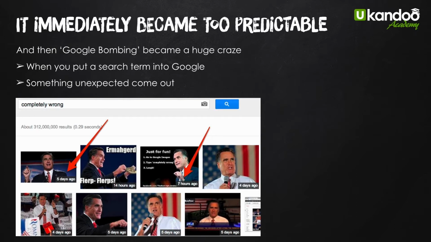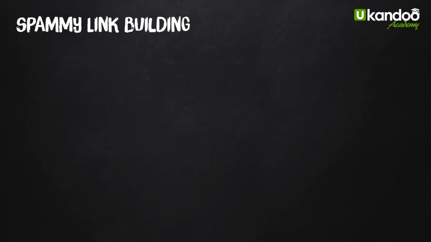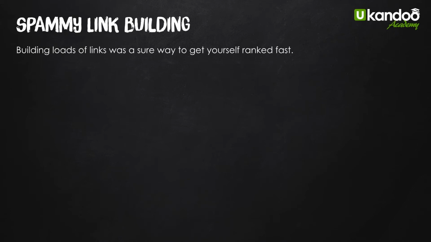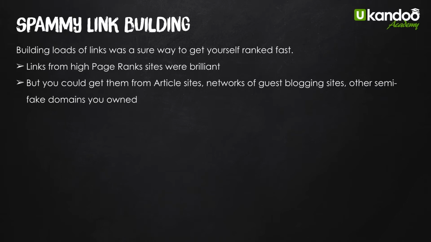And then came spammy link building. Spammy link building was where you build loads of links from different sites. It was a sure way to get yourself ranked fast. Links from high page ranked sites were absolutely brilliant. So if you could buy a .edu link, from a university or from one of the major newspapers, then your site would increase in ranking. But you could get links from article sites, networks of guest blogging sites, other semi-fake domains you owned. You could do links from anywhere, and they sort of counted.